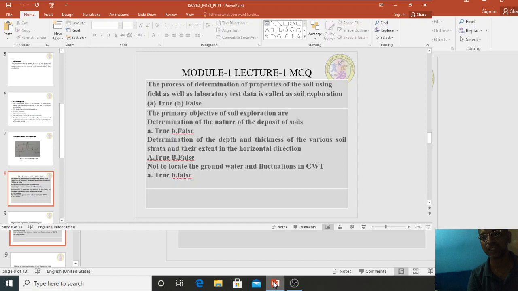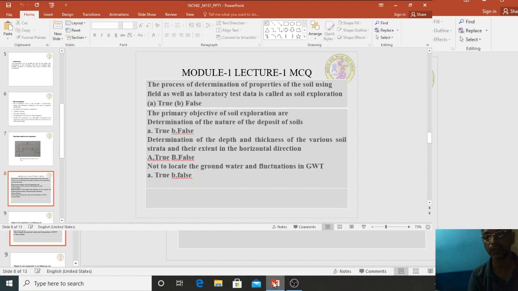Okay, so these are some of the module 1, class 1 MCQ questions. I will ask some of the questions. The process of determination of properties of soil using field as well as laboratory test data is called soil exploration. True or false? Answer is true. The primary object of soil exploration is determination of the nature of the deposit of soil. True or false? Yes, true. The determination of depth and thickness of the various soil strata and their extent in the horizontal direction. True or false? Answer is true.